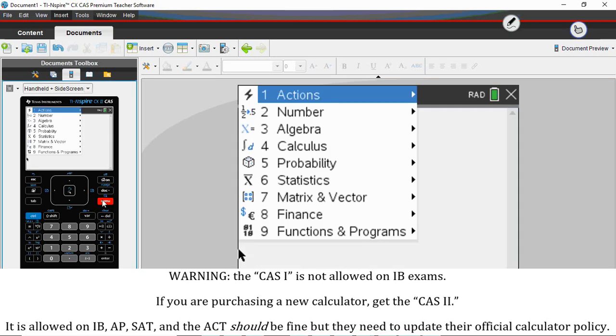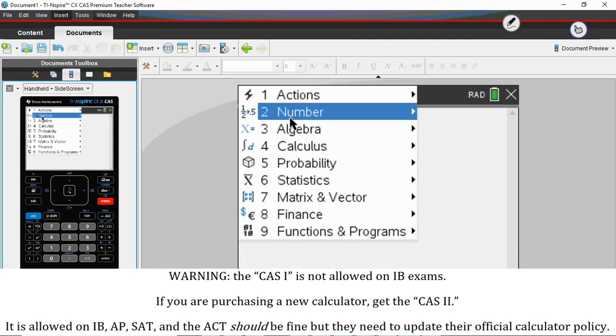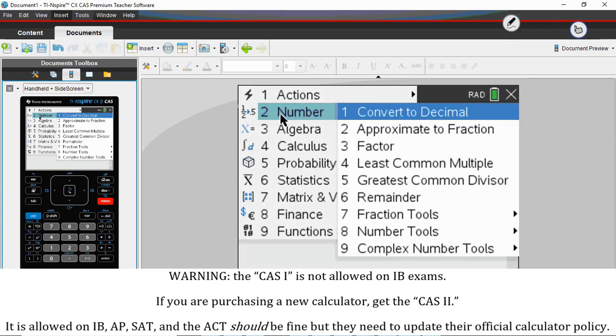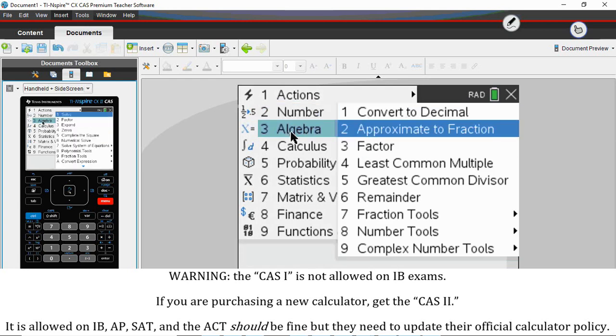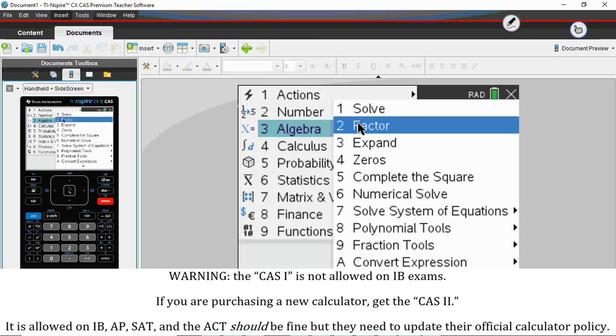On this next screen, there's a whole bunch of words here. Some of them you probably don't even know what they mean. That's okay. What does it feel like we were doing today? Hopefully your gut is saying either number or algebra. And guess what? In this case, they actually both work because the third option under number is factor. And the second option under algebra is factor. And they both do the exact same thing.